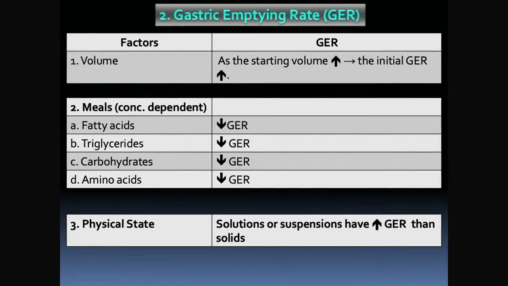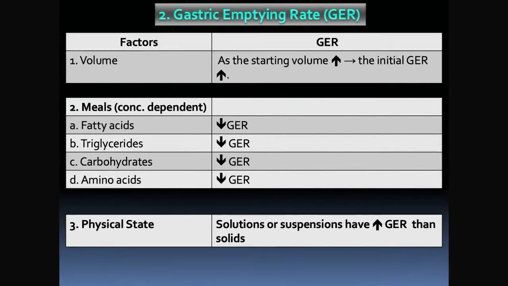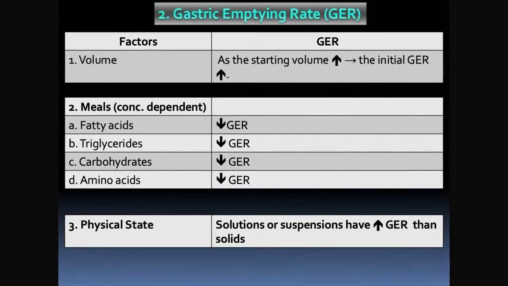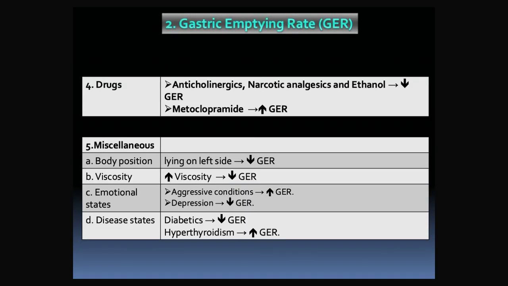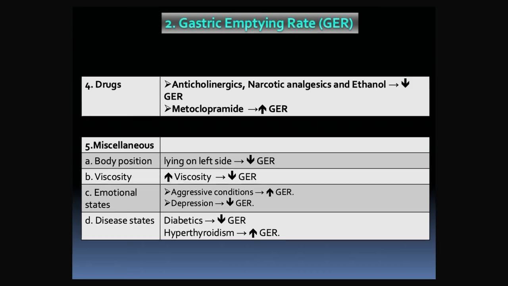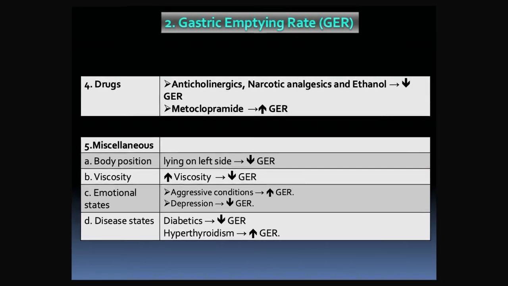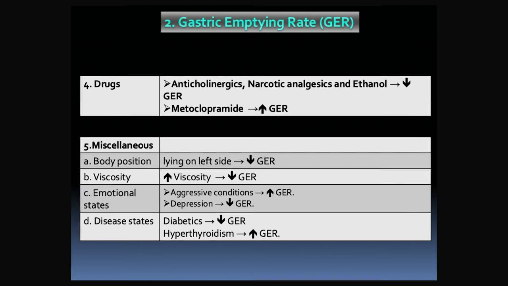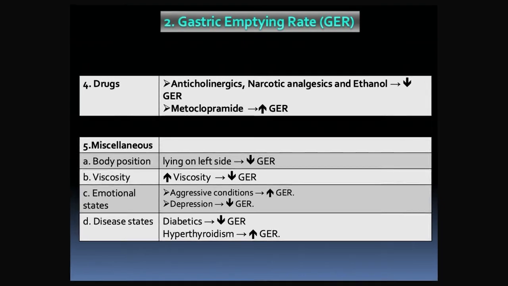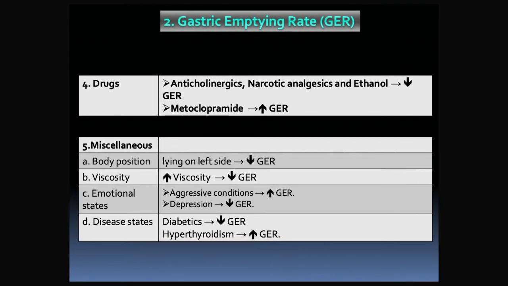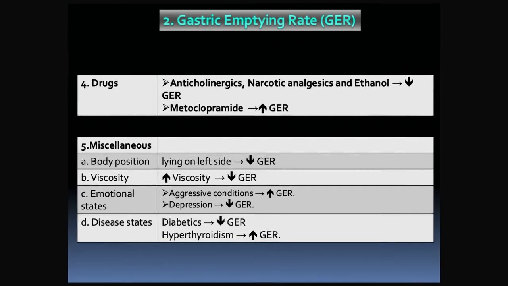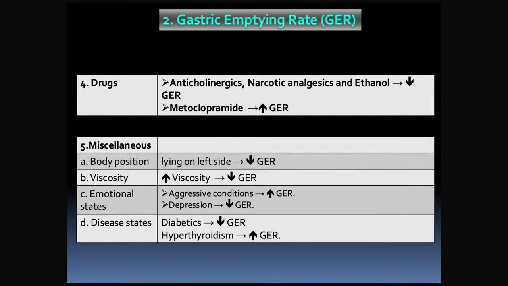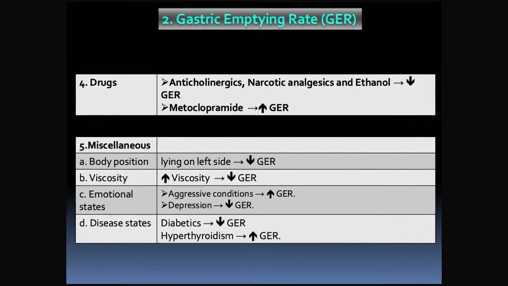Does the rapid transit of liquid formulations suggest that the stomach prioritizes the clearance of non-viscous fluids to maintain osmotic balance? Analyze the pharmacological and miscellaneous modulators that dictate the speed at which the stomach clears its contents. Anticholinergics and narcotics drastically suppress the gastric emptying rate by inhibiting gastrointestinal motility, while metoclopramide provides a prokinetic surge that forces more rapid transit into the duodenum.